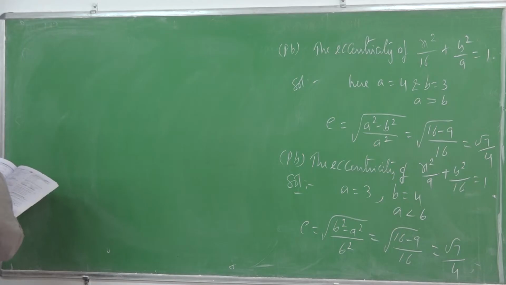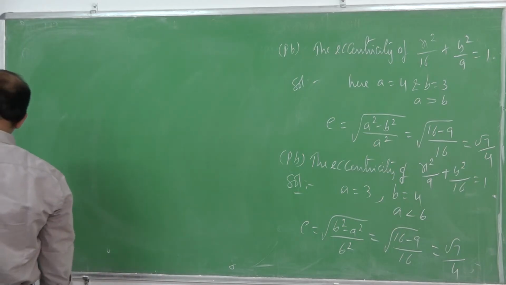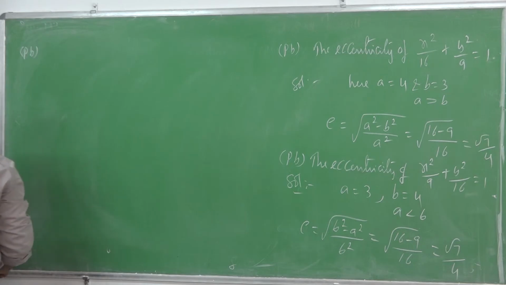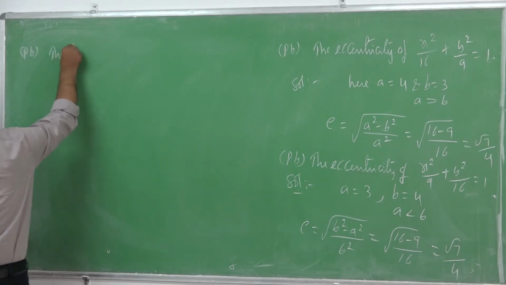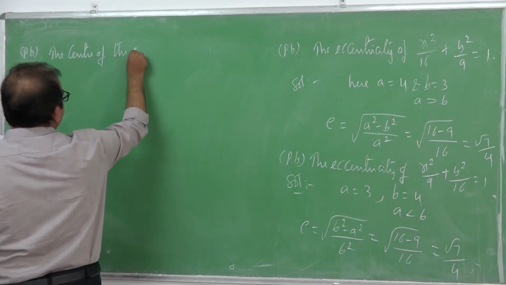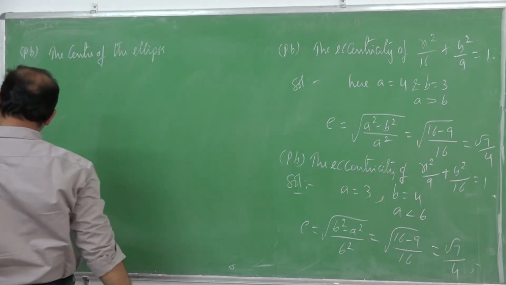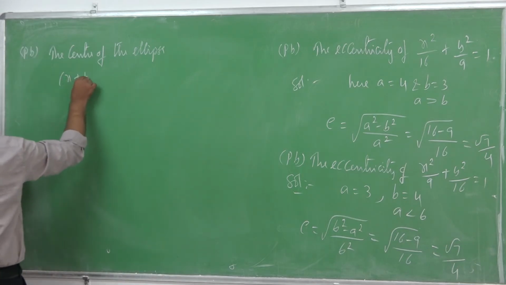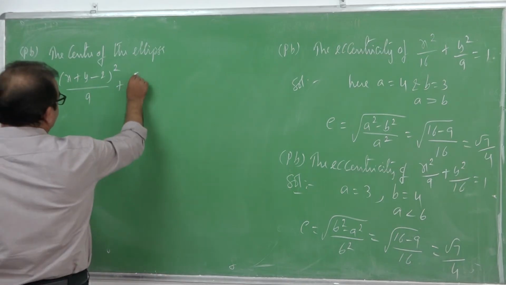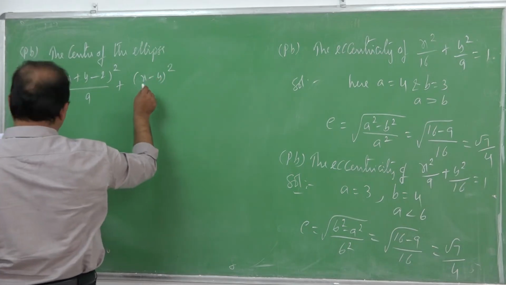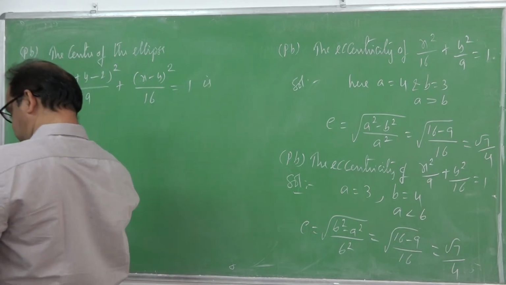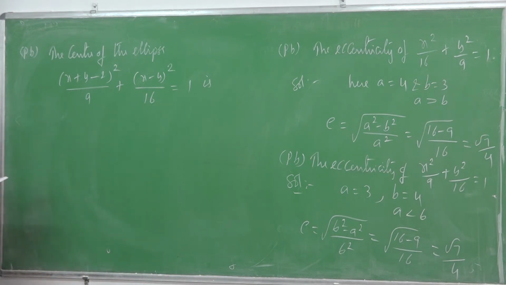Next, the center of the ellipse (x plus y minus 2) whole square by 9 plus (x minus y) whole square by 16 is equal to 1. The center of that ellipse is?